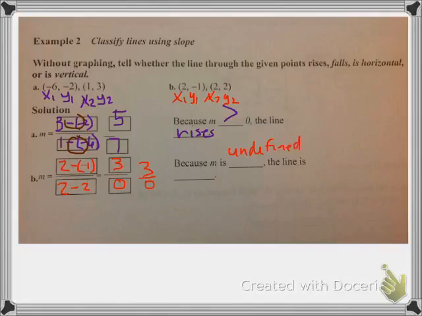Now if it's undefined, remember that means that the slope should be going up and down, which gives you a vertical line. So you're going to have different types of lines. Now make sure that you refer back to your notes while you're doing your work in case you have questions.